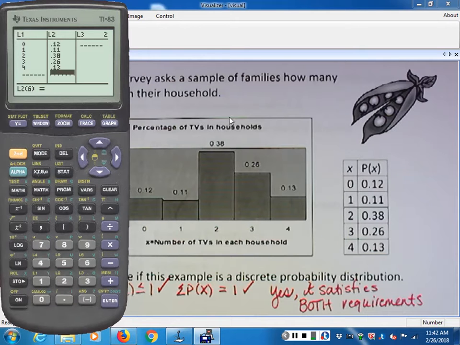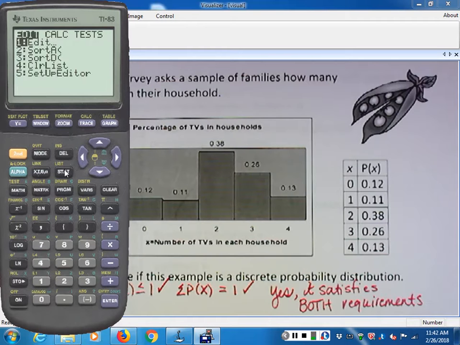And if you have your calculator entered and all your data is entered, and you make sure that all the numbers are right, then the next thing that you do is you hit your Stat button again. You right arrow over to the Calculate menu. This is where some formulas are. We're choosing one variable statistics, because the variable is how many televisions are in a family's household. And the X values are in List 1. And the y values, or the P of X values, the probabilities this time, are in List 2.